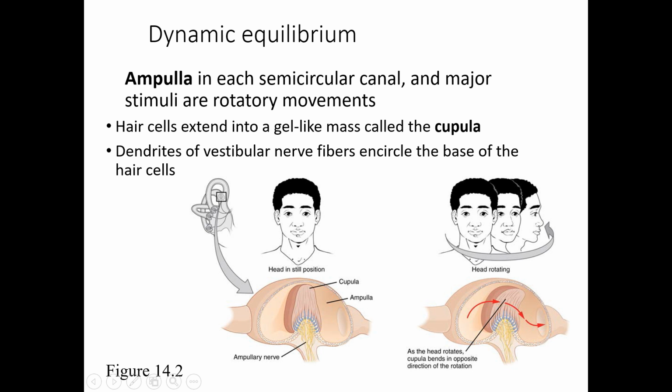Now, dynamic equilibrium. Dynamic equilibrium happens in the ampullas of the semicircular canals, widenings at the end of the semicircular canals. There are 3 of them. Hair cells located there are embedded in a gel-like mass called the cupula. So whenever our head produces rotational movements, those dendrites produce action potentials, which run through the vestibular cochlear nerve again to the temporal lobe of our brain.